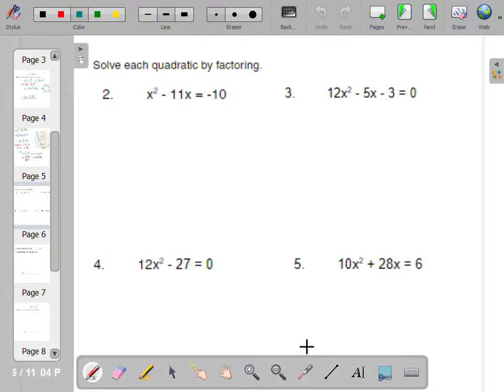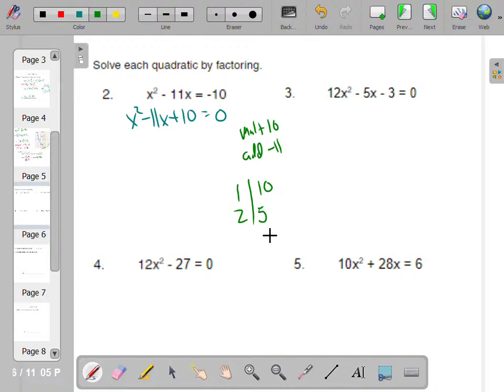Let's see what else we've got to do. Solve by factoring. So if you're going to solve, you want to first set one side equal to 0 because we're trying to find zeros. So add 10 to both sides. Now it's positive 10. Now we need to find numbers that multiply to 1 times 10. So numbers that multiply to 10 and add to the middle, which is negative 11. 1 and 10 or 2 and 5. Since it's positive, I think they have to both be negative. Hey, there we go. Negative 10 and negative 1.